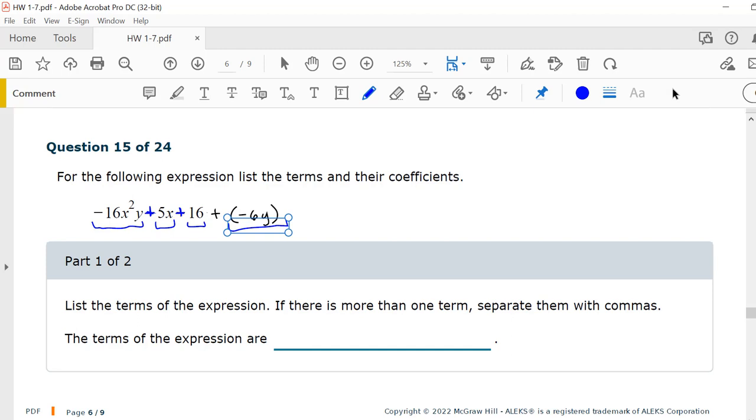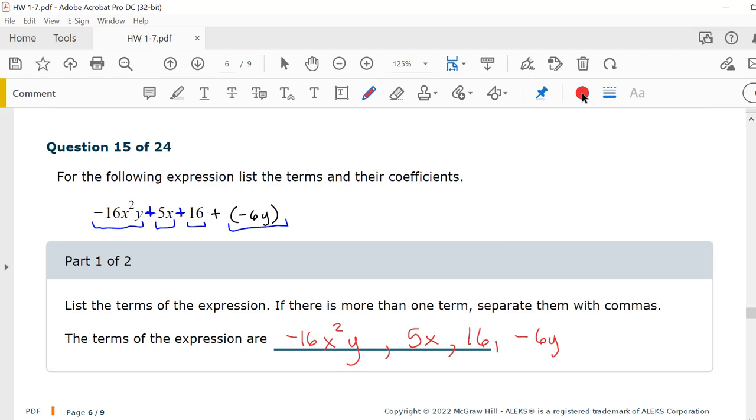So my terms, if there's more than one term, separate them with commas. My terms are negative 16 x squared y, that's one term, 5x, that's another term, 16, and then negative 6y. There are 4 terms in that expression.